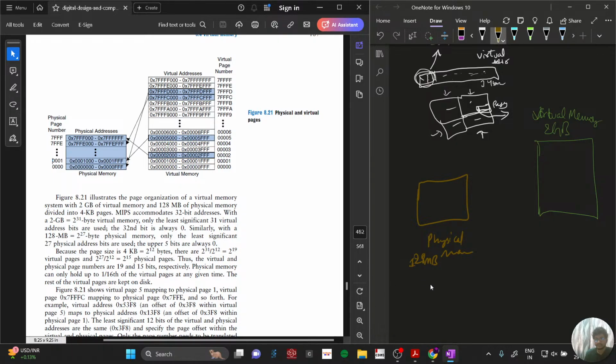128 MB is nothing but 2 power 27. This is divided into pages, each 4K. 4K is 2 power 12. So 2 power 27 divided by 2 power 12 gives 2 power 15, around 32 kilo pages. These many pages are there.